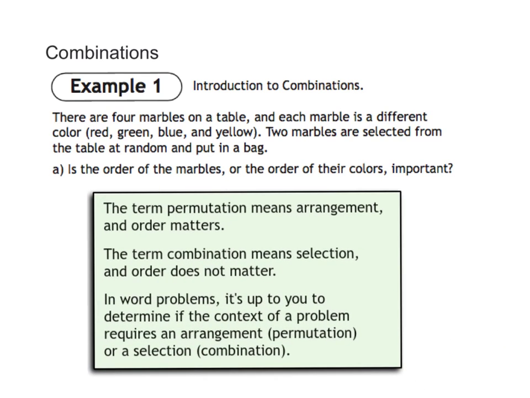This is what I was talking about before. The term permutation means arrangement and order matters. The term combination means selection and order does not matter. In word problems, it's up to you to determine if the context of a problem requires an arrangement, which is a permutation, or a selection, which is a combination.